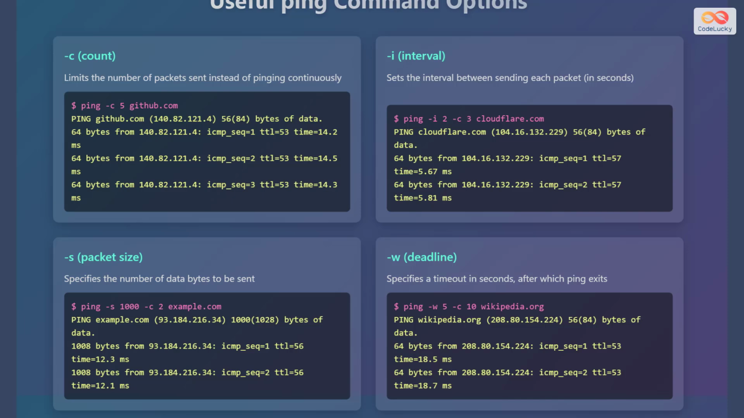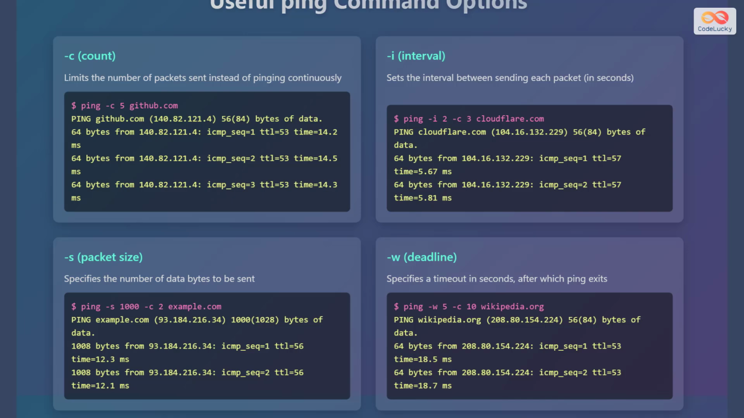Next, the -i, also known as interval, option sets the interval between sending each packet in seconds. For example, $ping -i 2 -c 3 cloudflare.com. This command sends 3 pings to Cloudflare, with a 2-second interval between each ping.